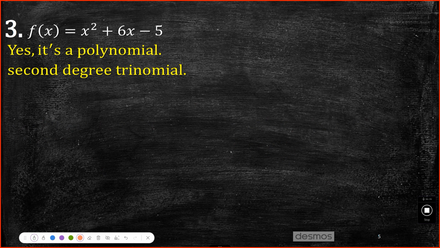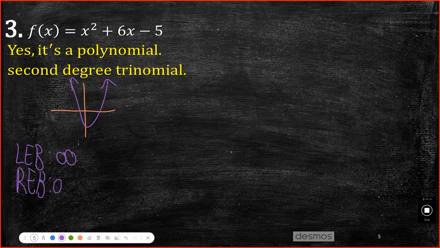Draw a rough sketch of it. What do second degrees look like? Don't they look like a parabola? Don't they look like a U? I'm just gonna draw a rough sketch, something like that. It's positive, no? What's the left-hand behavior? Positive infinity, yes. What's the right-hand behavior? Positive infinity. Yes? Good?